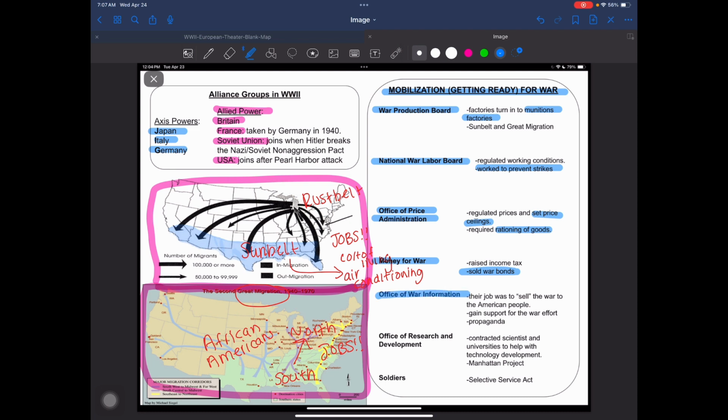Again, we have the Office of War Information. In World War I, it was called the Committee on Public Information. These are the ones who make propaganda. The posters encouraging you to grow victory gardens, encouraging you to ration, encouraging men to join the military. All of you trying to get on the same page with supporting this war effort.